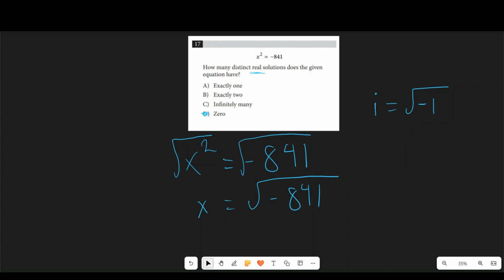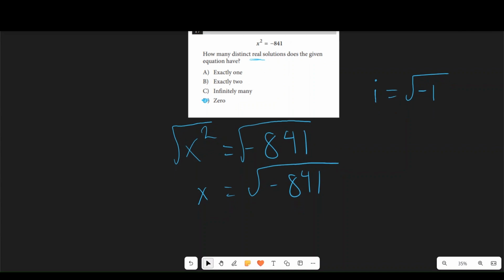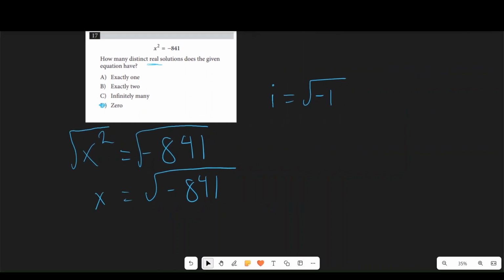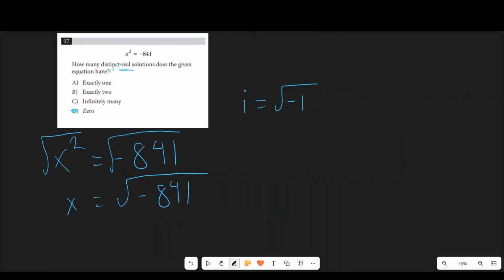Now, suppose you didn't remember this concept, that you can't take the square root of a negative number. Suppose you forgot that and you wanted a different way to solve this. Well, there's a slightly longer method we can use. Notice that this is an x squared. If you have an x squared in any equation, that instantly tells you that the function is a parabola.